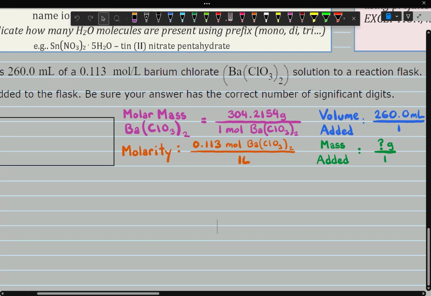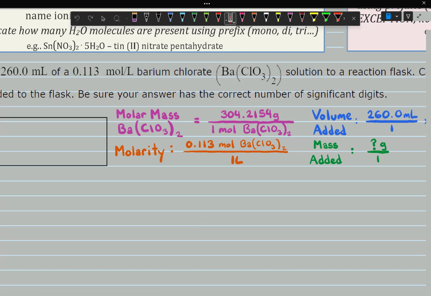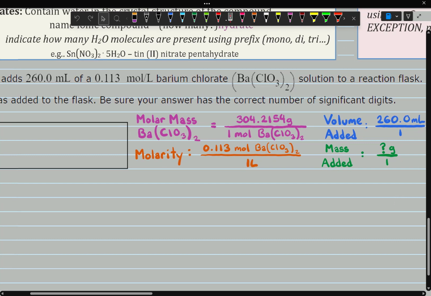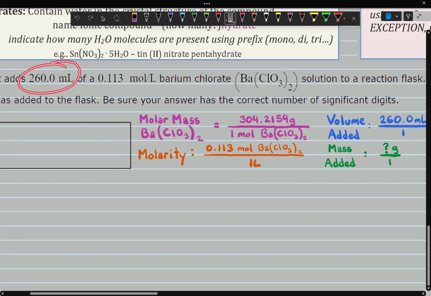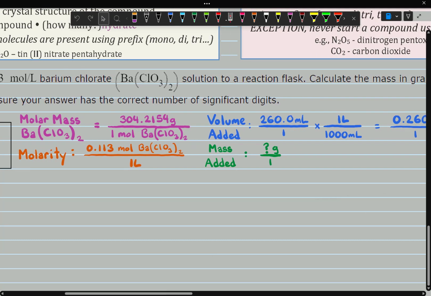We're also given the molarity, which I've written everything in fraction form to make dimensional analysis a little easier for us. So the molarity is, for every 1 liter, there's going to be 0.113 moles of barium chlorate. We're given 260 milliliters of solution was added to the reaction flask.